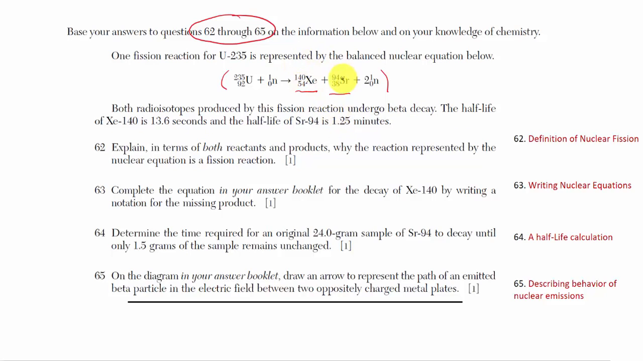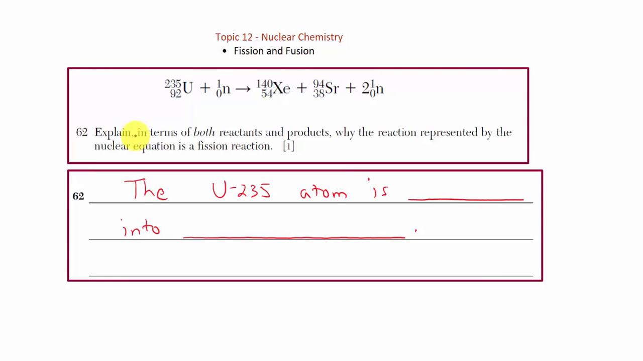So they've given us half-life information and the equation for the fission. The four things we're going to have to do with this: first of all, we're going to get into the definition of nuclear fission. We're going to have to write a small nuclear equation. We have to do a half-life calculation, and we also have to do a descriptive narrative here about the behavior of nuclear emissions. Question 62. Explain in terms of both reactants and products why the reaction represented by the nuclear equation is a fission reaction. So we have to mention something from the left side of the equation and something about what's going on the right side of the equation.